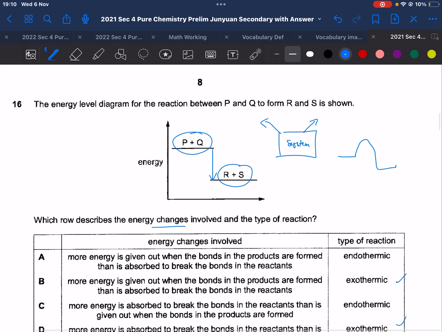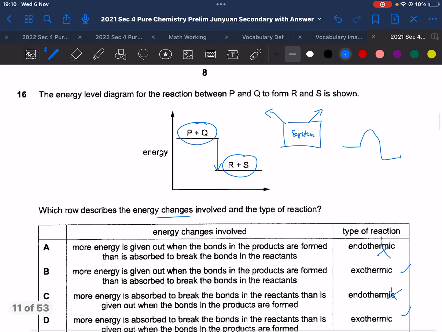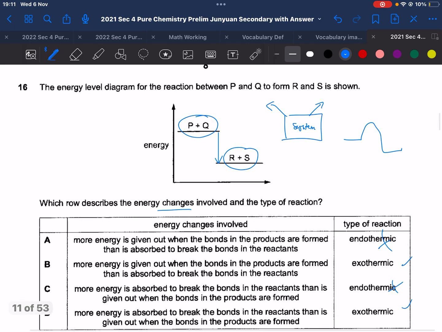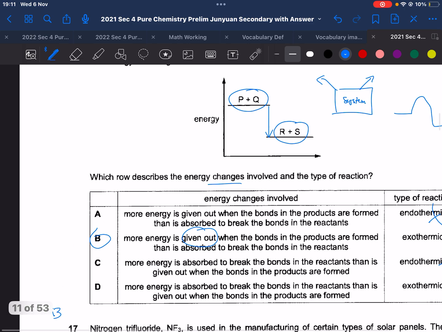So I'll take this. This is wrong. For an exothermic reaction, more energy is given out when the products are formed. Exothermic reaction, actually more energy is absorbed? No, more energy should be given out when the products are formed for exothermic. So answer should be B.